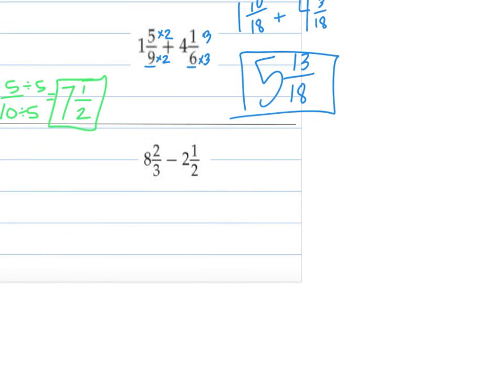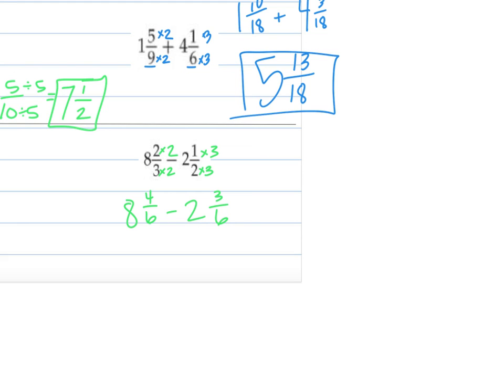And last one. 8 and 2/3 minus 2 and 1/2. Common denominator between 3 and 2 would be 6. So to do that, I multiply by 2. So that would be 8 and 4/6. 2 times 3 is 6. So minus 2 and 3/6.